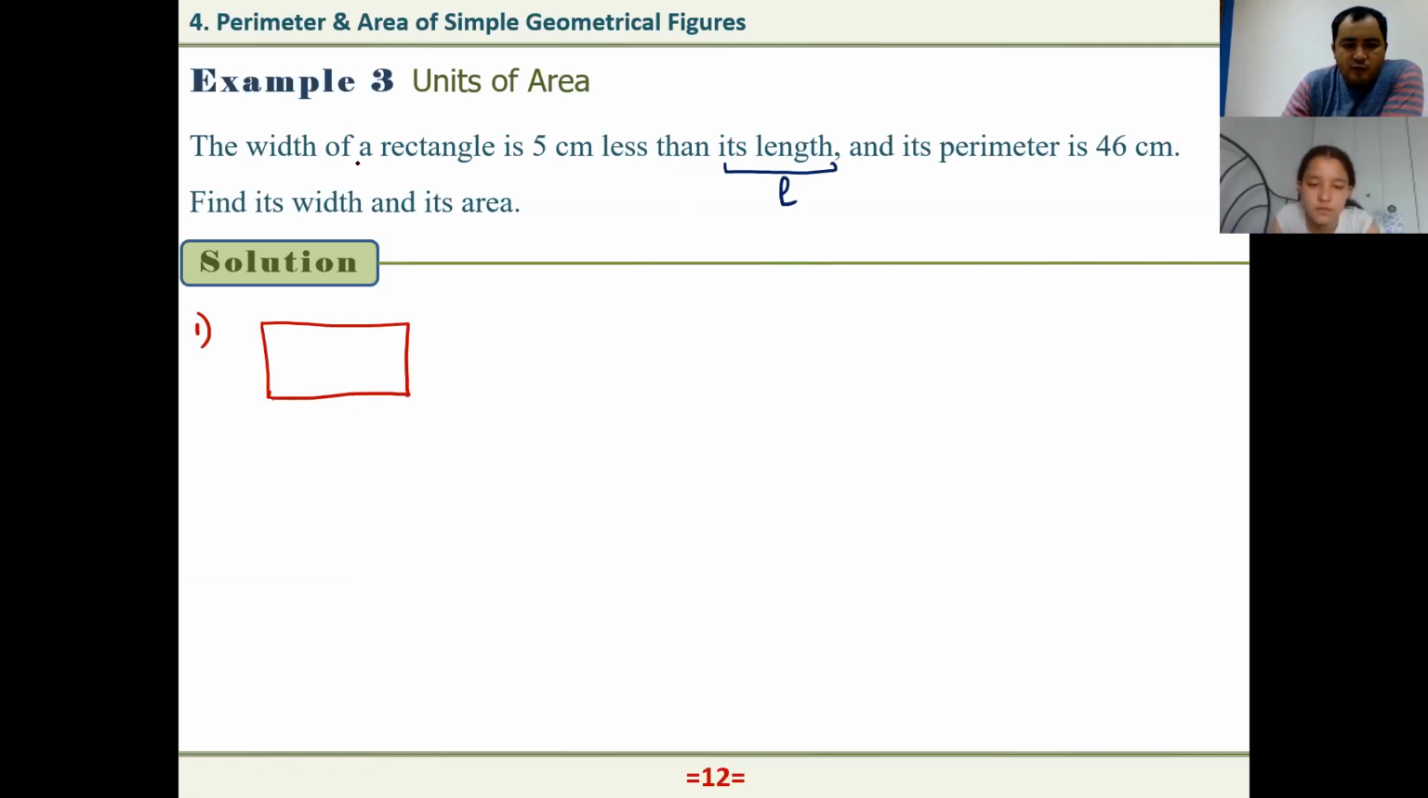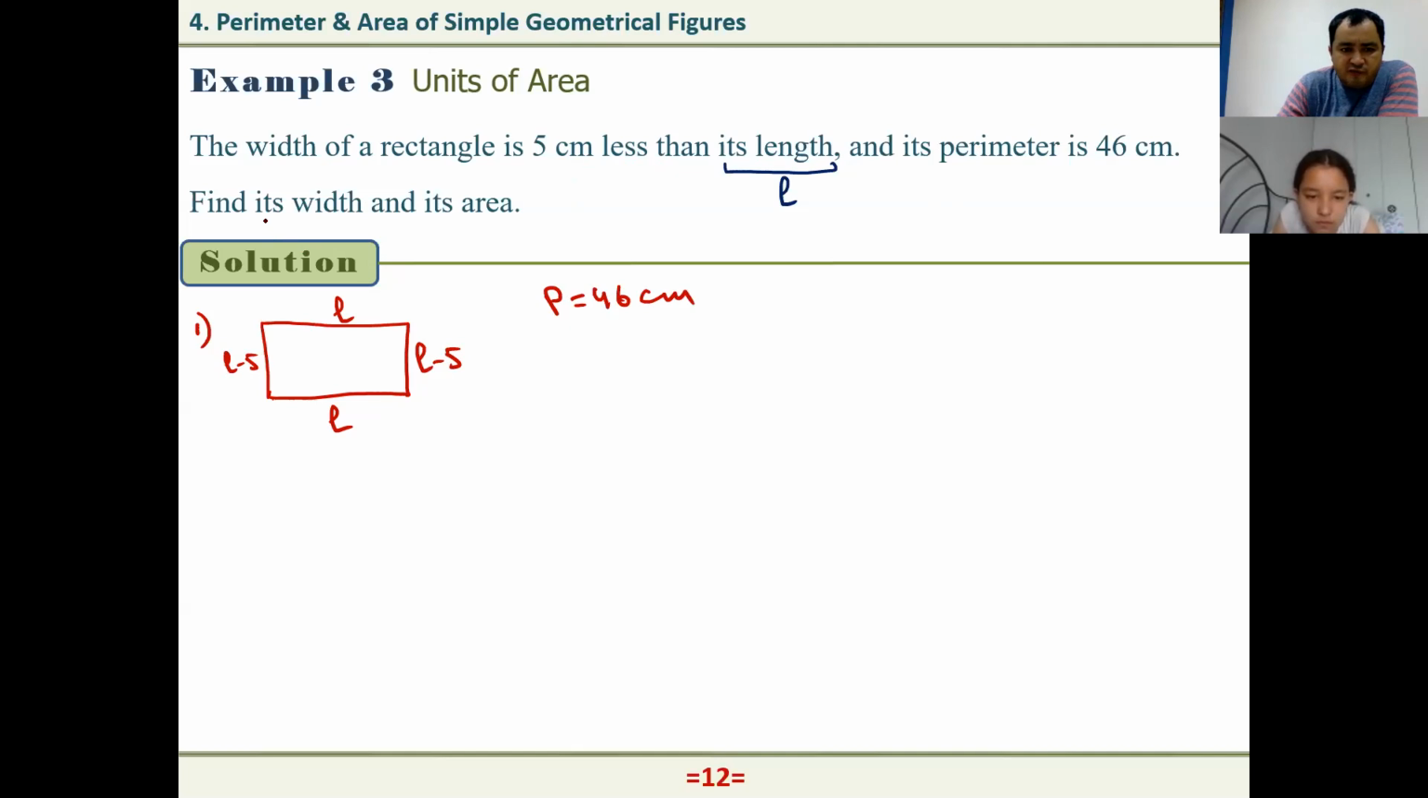And it says that the width of a rectangle is 5 centimeters less than its length. So let's say this is length, this is L, this is also L. And how about breadth? We don't know, right? It says 5 centimeters less than its length. So this should be L minus 5. Also, this should be L minus 5. You don't have to write all, just writing one side and one side will be enough. And its perimeter is given. What is the perimeter? Perimeter is 46 centimeters.